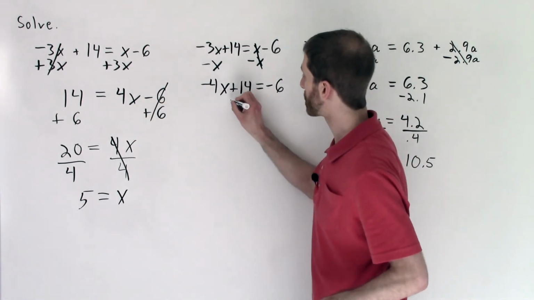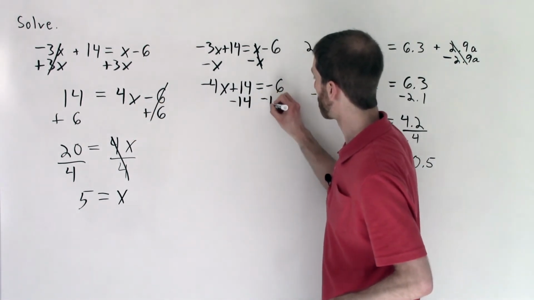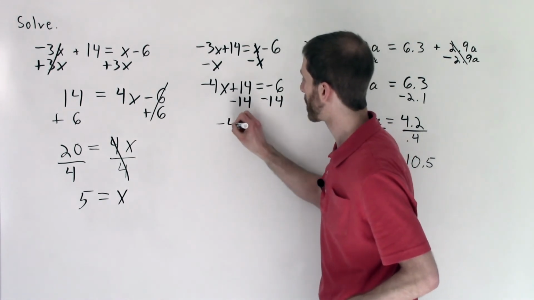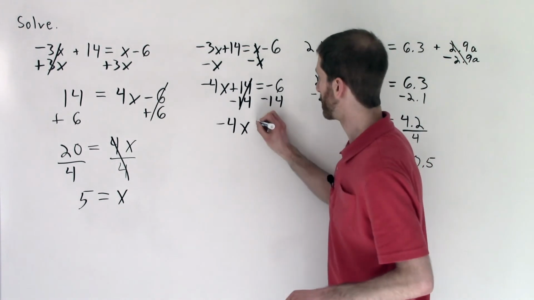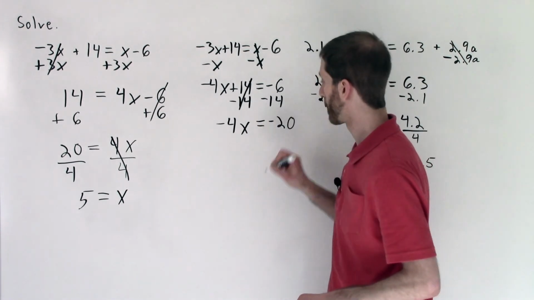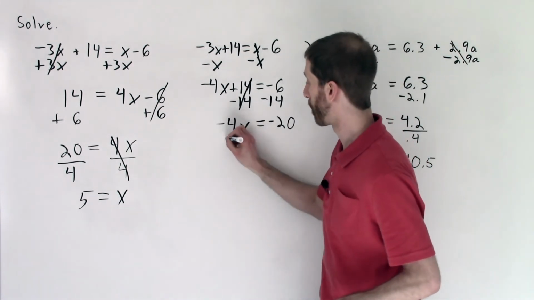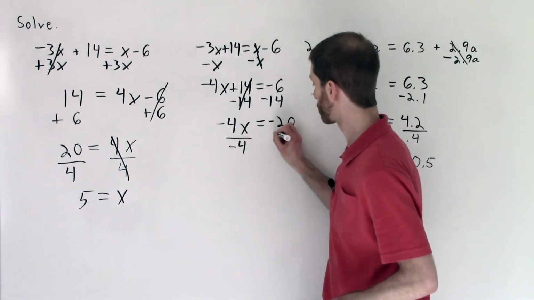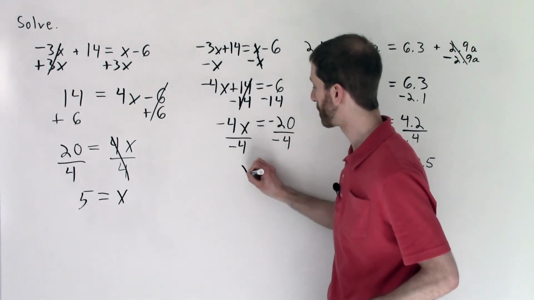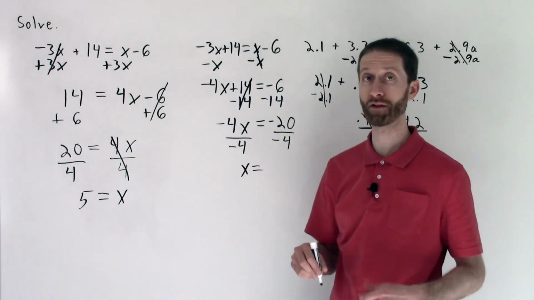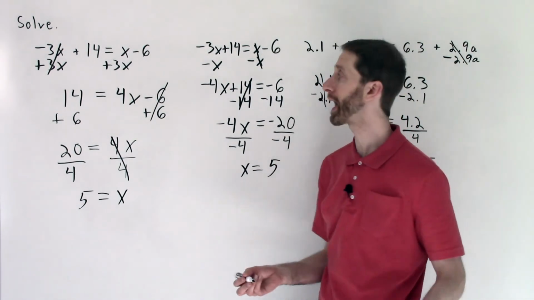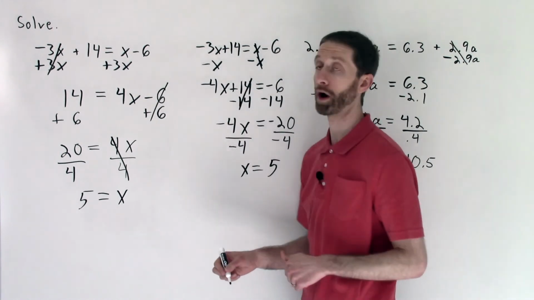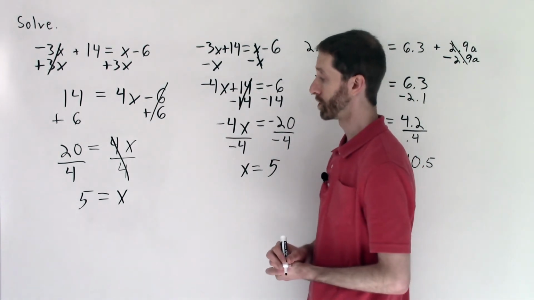I'm going to undo plus 14 by subtracting 14 from both sides. So I end up with the 14's canceling. I get negative 4x is equal to negative 20. And now I divide both sides by negative 4 to undo minus 4 times x. And that leaves me with x is equal to negative 20 divided by negative 4 is positive 5, which is the same answer we got. The only difference is we had many more negative numbers to work with.